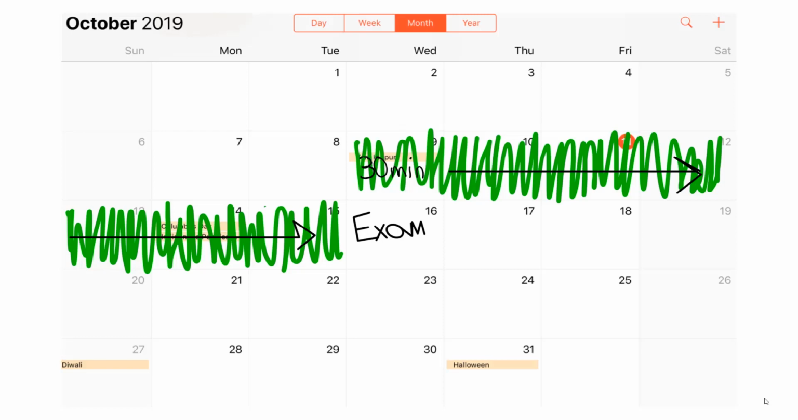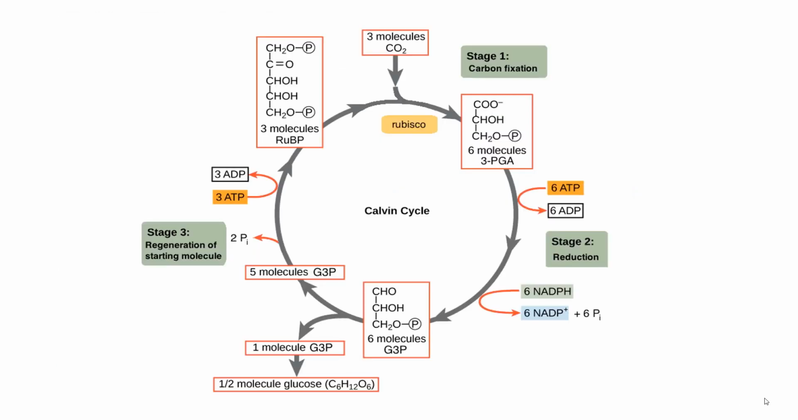Take the Calvin cycle, for example. You could simply start by studying carbon fixation, the first stage, and then reduction, and then finally regeneration of the starting molecules. After you have finally studied all of them separately, you can combine them and say study the first stage with the second stage and the second stage with the third stage.